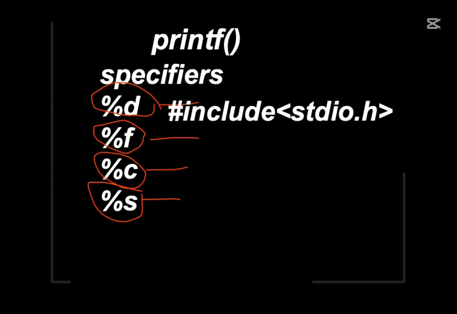The word include means we're telling the compiler that we're going to need tools from stdio.h, and these are the tools that we're going to use to print our result. The print function is found in this library. Without this library, we can't print. We can't scan anything.